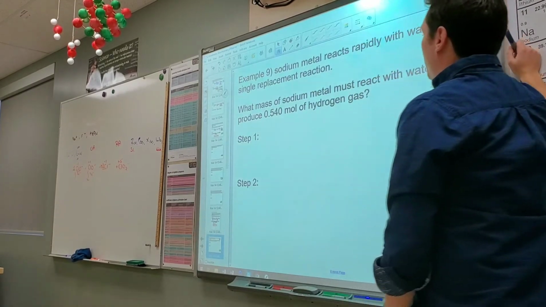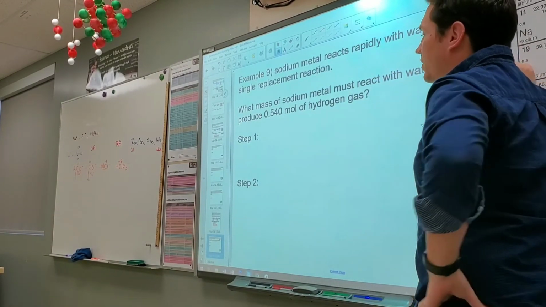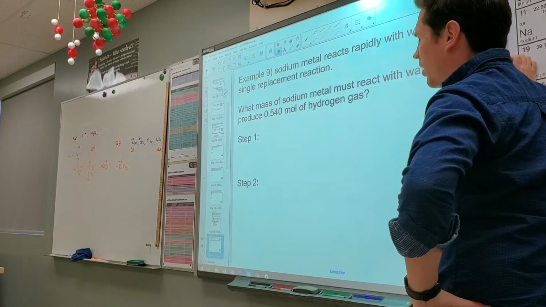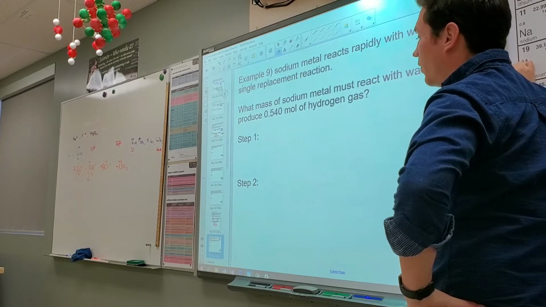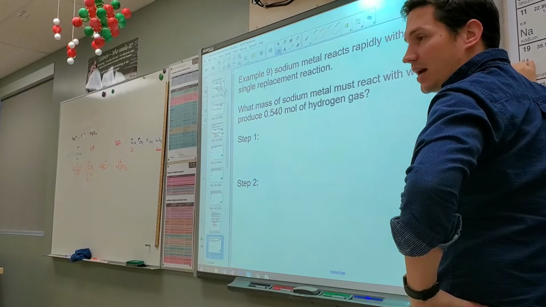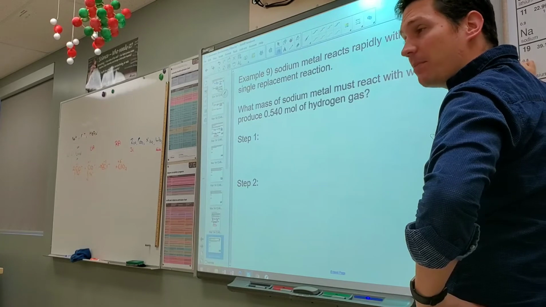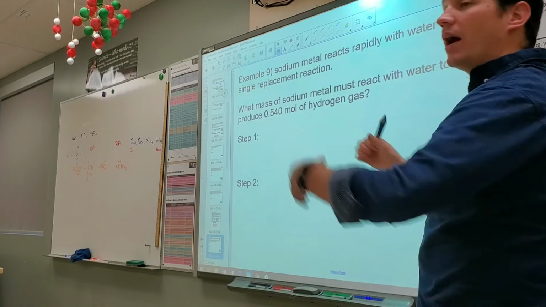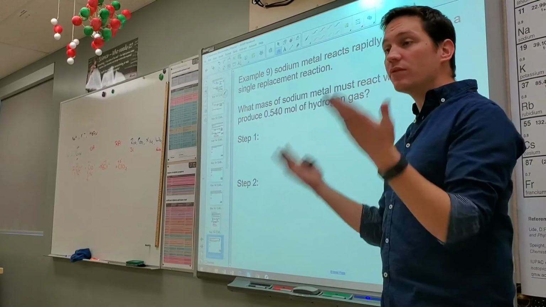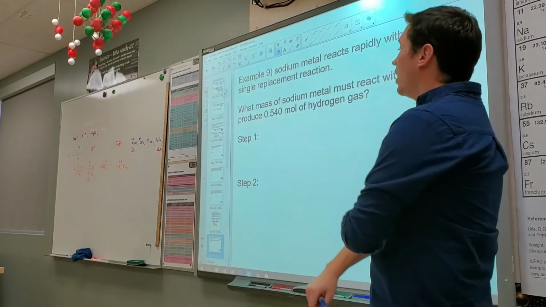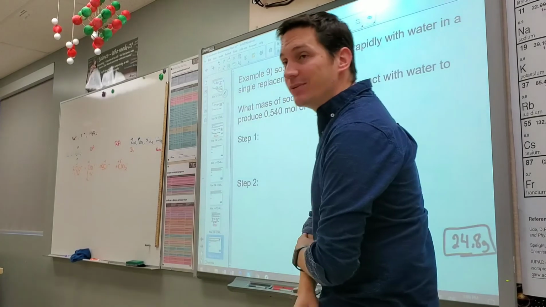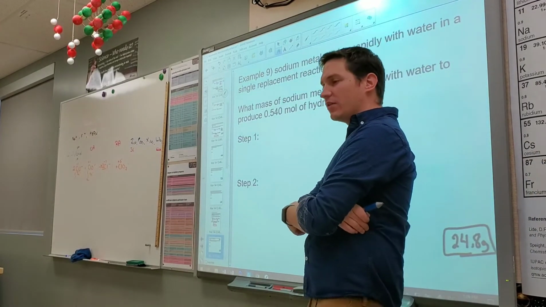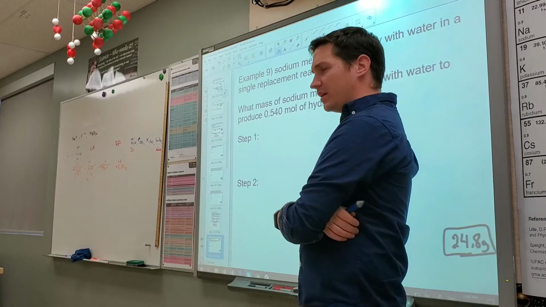Sodium metal reacts rapidly with water in a single replacement reaction. What mass of sodium metal must react with water to produce 0.540 moles of hydrogen gas? What's my first step in stoichiometry? Write the formula. Yeah, you need to write a balanced chemical equation, so the first thing you need is the formulas, right? What two things do I have reacting with each other? Sodium metal. Go ahead and write down the formula for sodium metal.